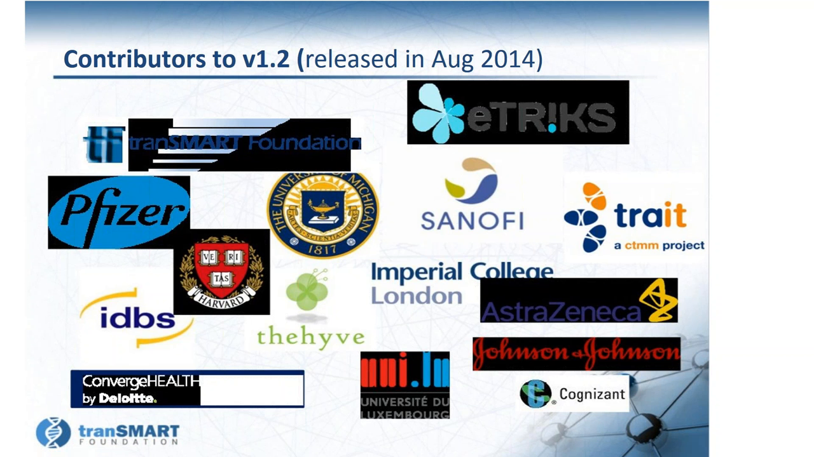tranSMART version 1.2 is a broad community effort, and it was released in August 2014. These are the contributors to version 1.2, including pharmaceutical companies, university hospitals, organizations, and technology vendors. Version 1.2 incorporates functionality developed by Converge Health, The Hive, CTMM TraIT, Itrix, Pfizer, Sanofi, Takeda, and other community members. And this is the version that we are going to explore today.